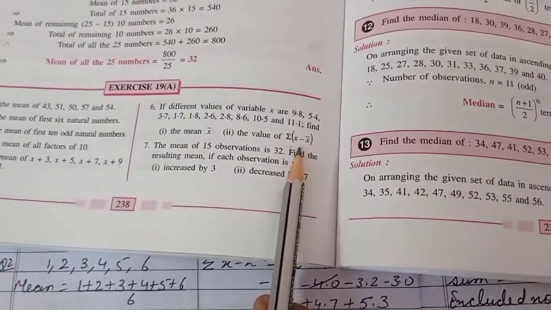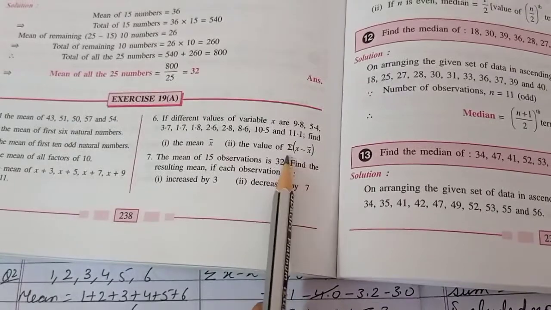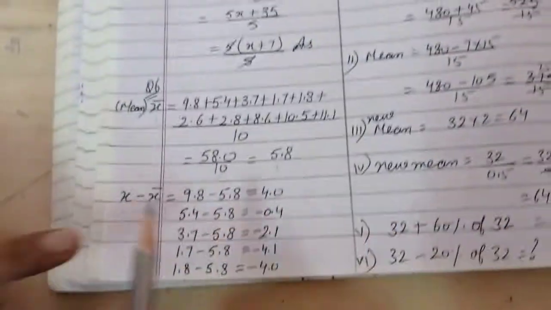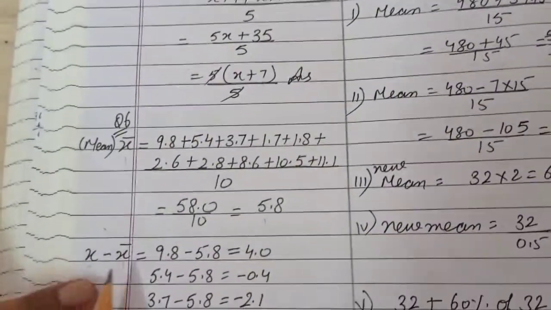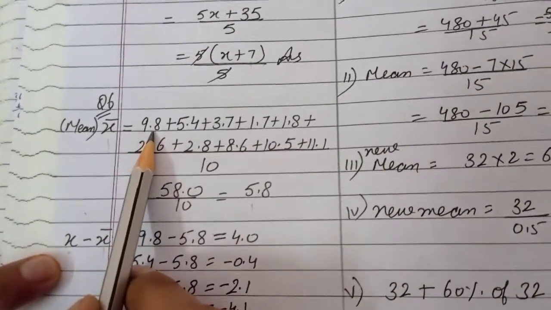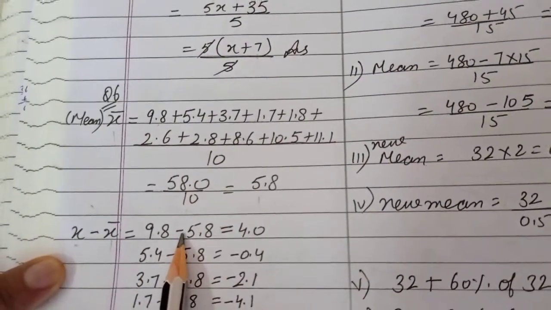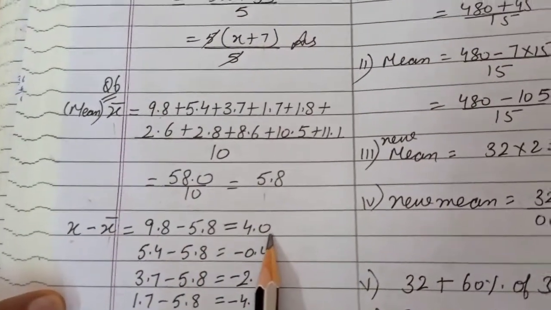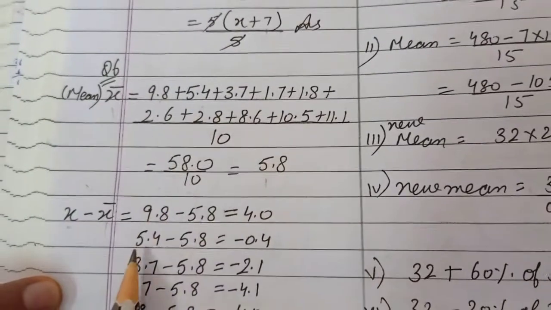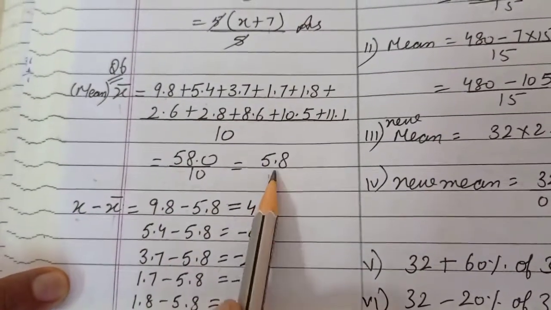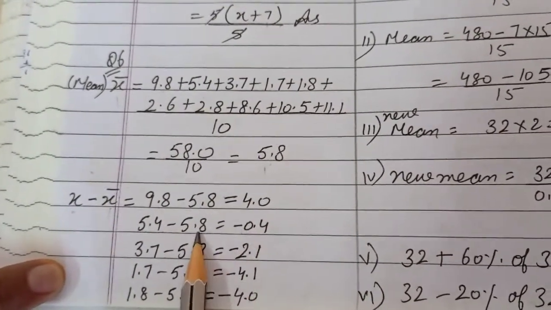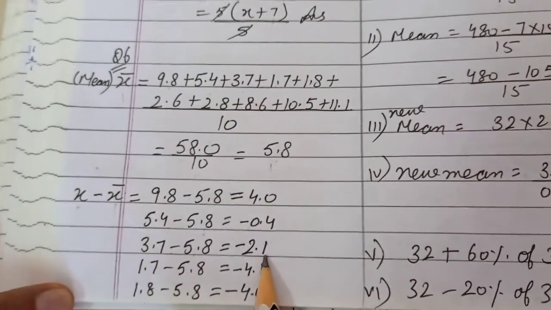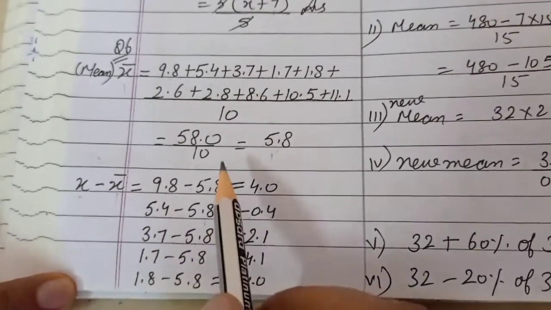Now, find the value of the deviation. I told you that the sum of deviations is always equal to 0. We are going to prove it now. Look children, here I am going to find x minus x bar. What is x? Observation. That is 9.8 minus, what is x bar? 5.8. I subtracted, answer is 4.0. Next observation 5.4 minus the mean is this. It will be negative because the mean is greater. Next is 3.7 minus 5.8, answer will be minus 2.1 and so on.